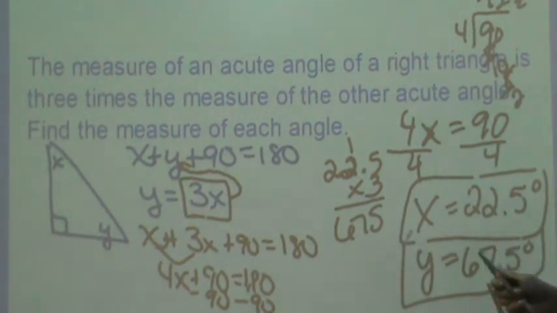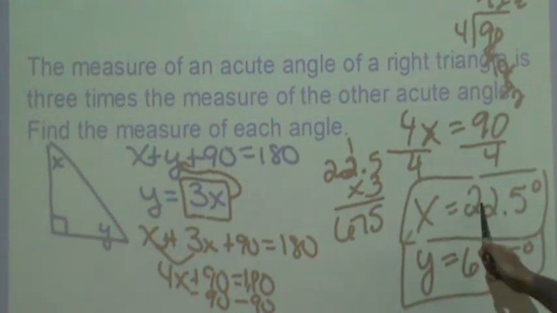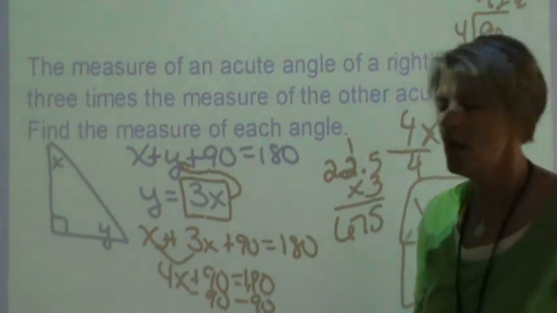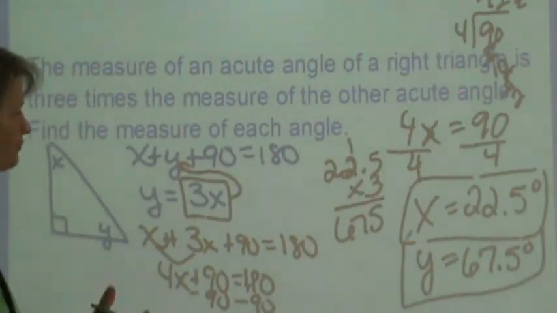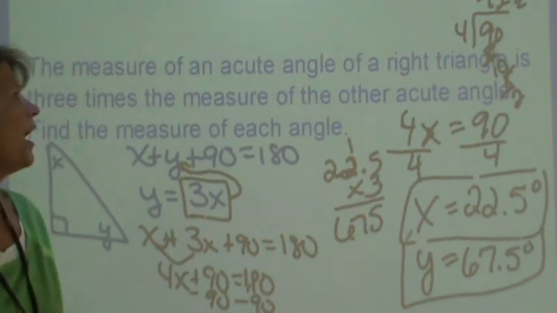Okay, and then we can check ourselves. Does this one plus 90 equal 180? Yeah. And if I multiply this one by 3, do I get this one? Yeah, so that's our solution. All right, that one I would call bordering on the difficult level. Okay, so if you kind of were able to understand that.